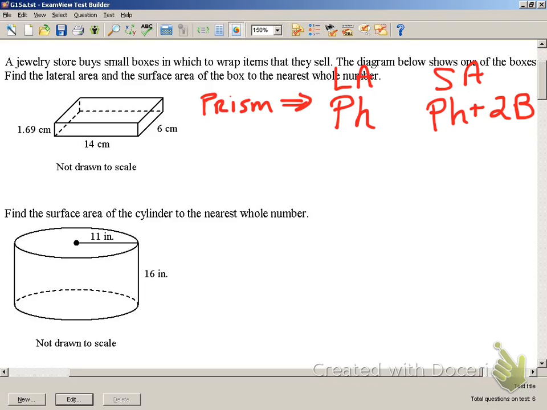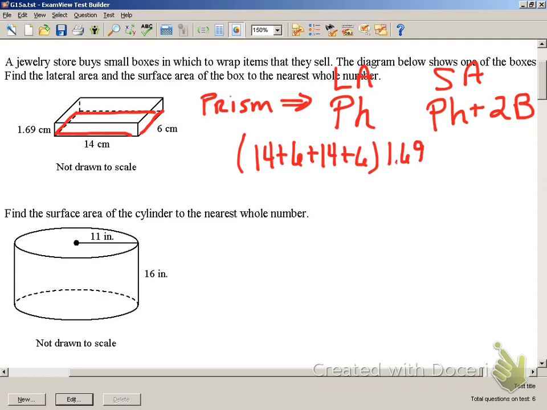So, what do we have? Here are my dimensions. This is one length. There's the other length of the base. So we have to find that perimeter. So perimeter would be 14 plus 6 plus 14 plus 6. That's perimeter. And my height is 1.69. So complete that operation and I will get my lateral area.